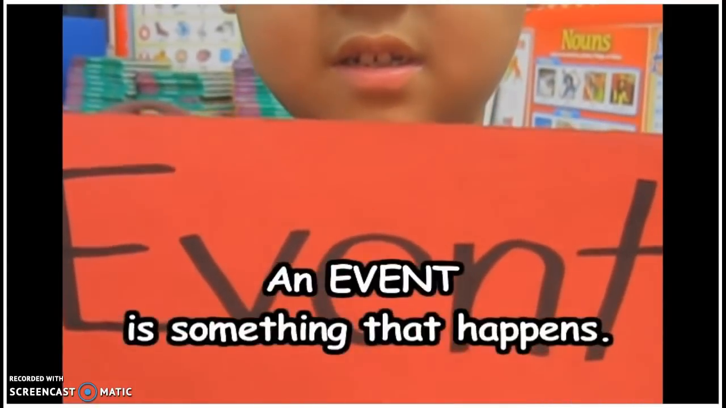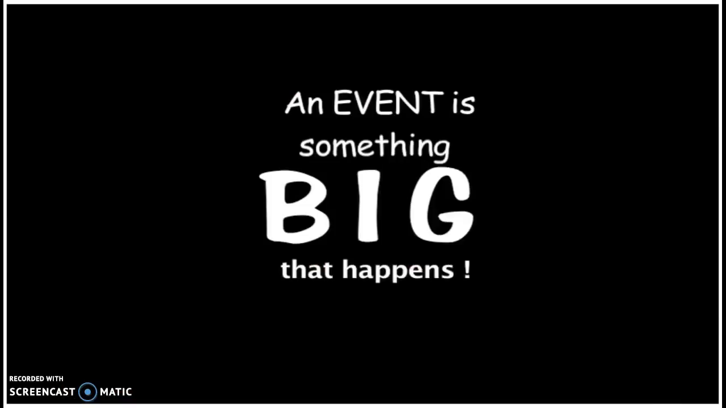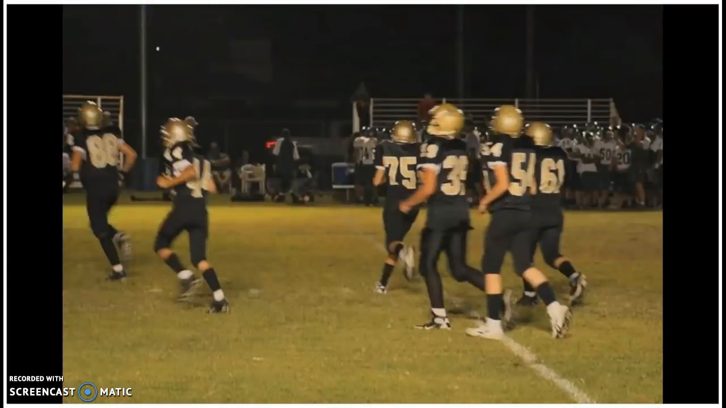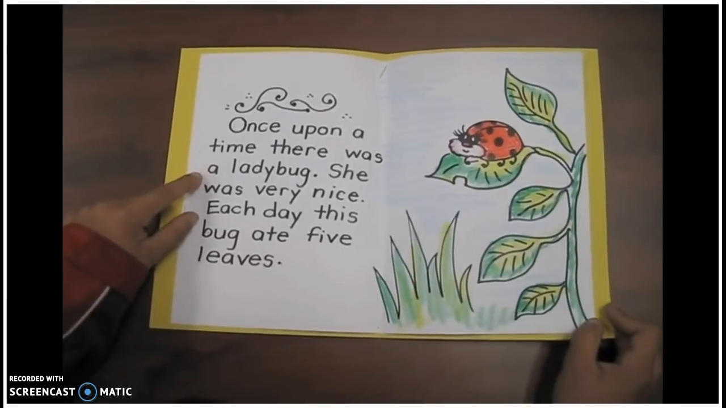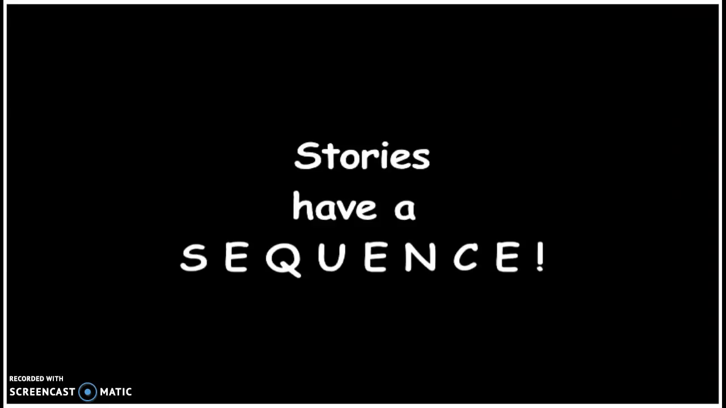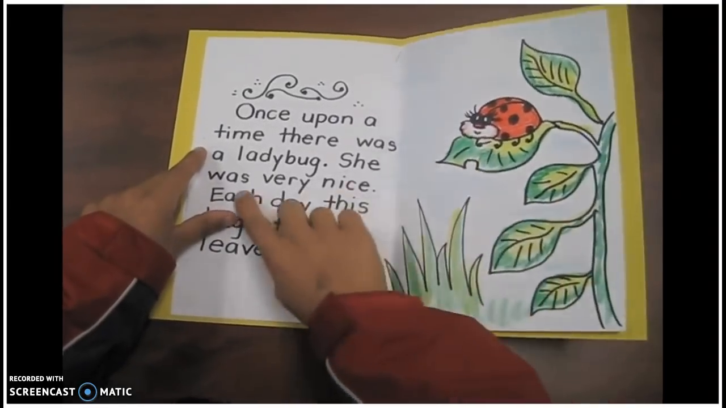An event is something that happens. An event is something big that happens. An event is something big, like a party. An event is something big, like a football game. An event is something big that happened in the story. Stories have a sequence. Every story has events.